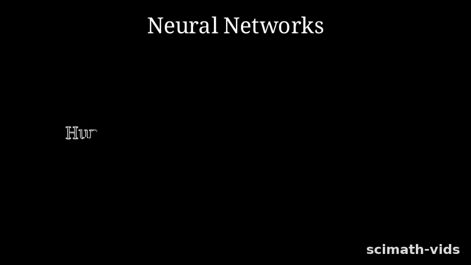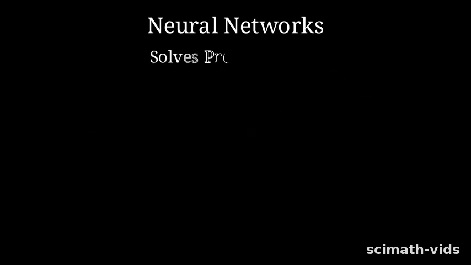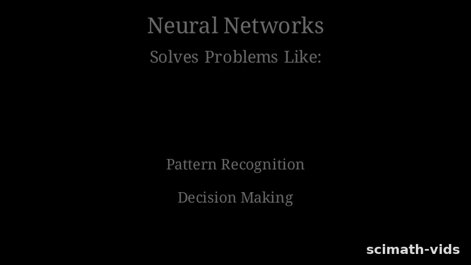Neural networks are powerful computational models inspired by the human brain. They're designed to recognize patterns and make decisions, learning from data to solve complex problems.